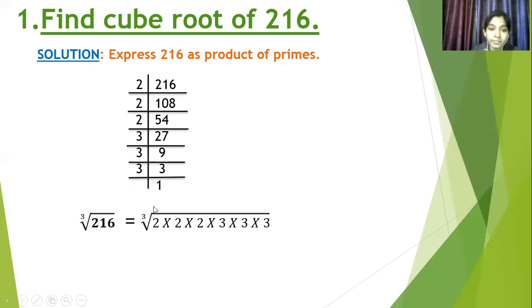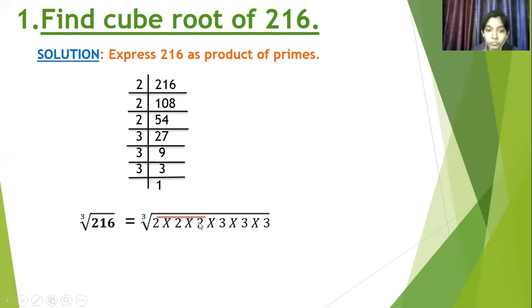So we can write this as a prime factors. This is the symbol of cube root. So cube root of 216 is equal to cube root. These are the factors. So we write it under the cube root. 2 into 2 into 2 into 3 into 3 into 3. This we have written in this. Okay. Now make the triplet.